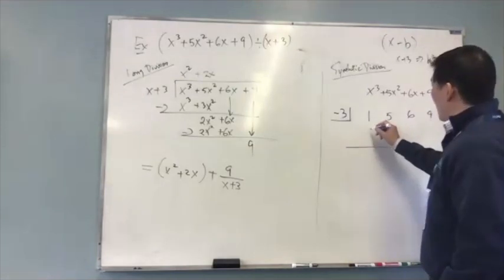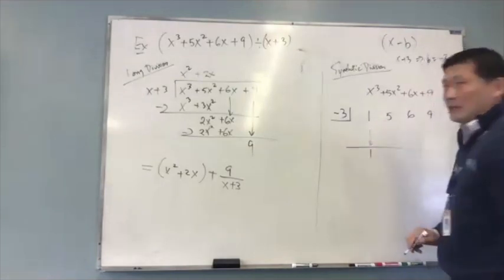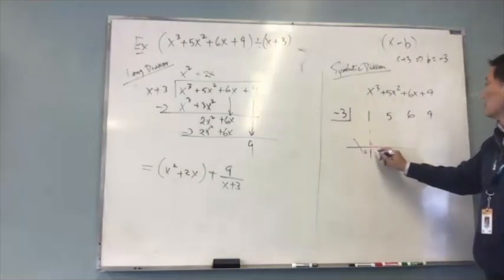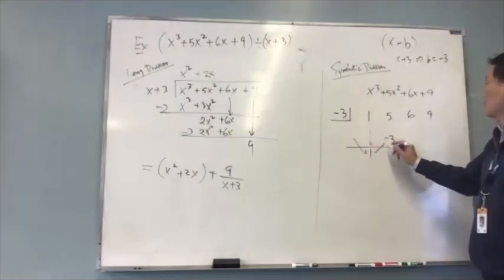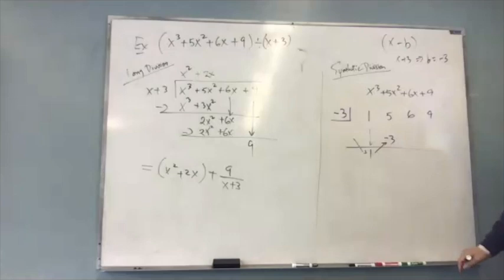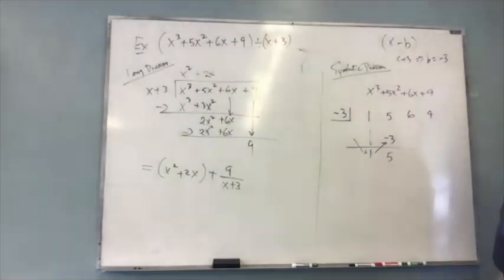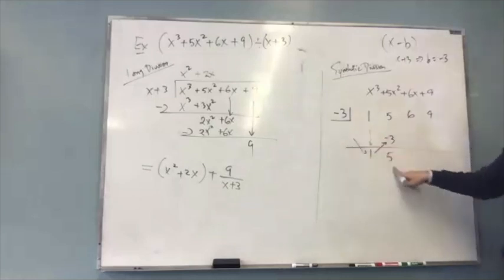So bring this down. This is 1. -3 times 1 is -3 right here. 5 and -3 gives you positive 2. -3 times 5.